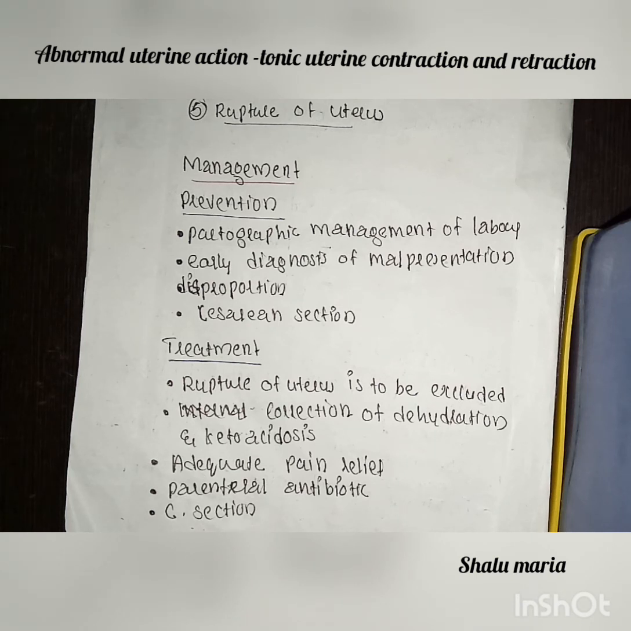We should exclude rupture of the uterus and correct the dehydration and ketoacidosis by providing Ringer's solution, adequate pain relief measures, and parenteral antibiotics. Then cesarean section is done in the majority of cases. Rupture of the uterus must be excluded before attempting destructive operations. I think you all are clear about the topic.